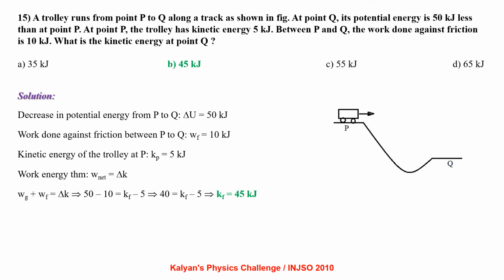Decrease in potential energy from P to Q is 50 kilojoule. Work done against friction from P to Q is 10 kilojoule. The kinetic energy of the trolley at P is given to be 5 kilojoule. Applying the work energy theorem, W equals delta K. Work done by gravitational force plus work done against friction should be equal to change in kinetic energy. That is 50 minus 10 equals K final minus K initial, that is 5, which gives us K final equal to 45 kilojoule.